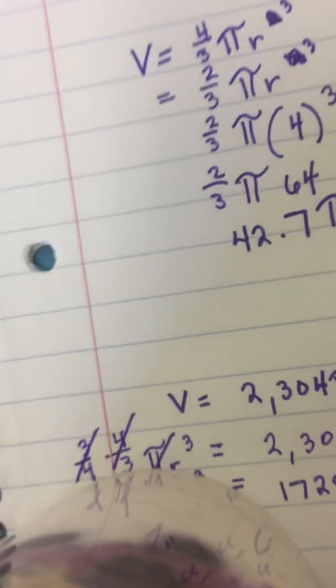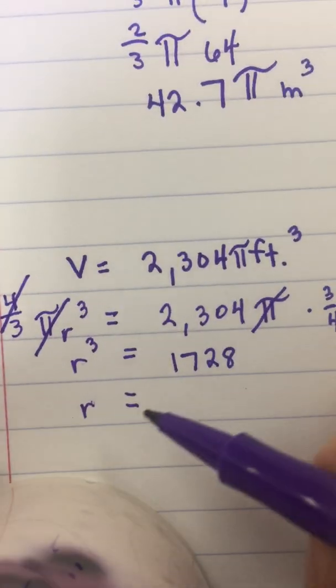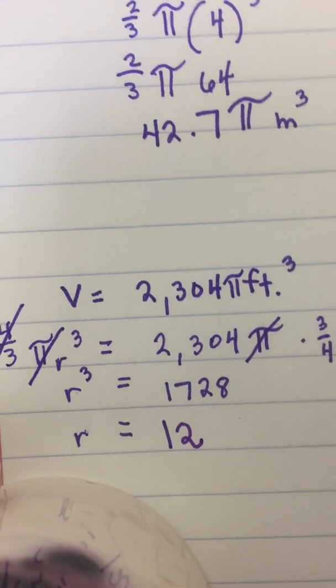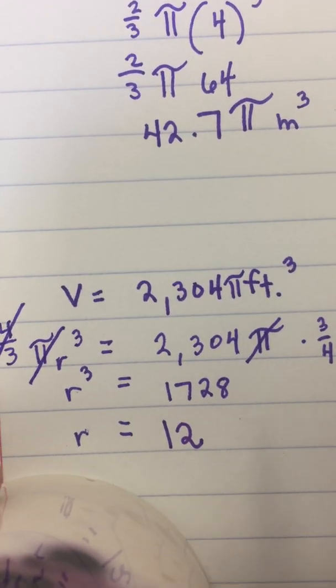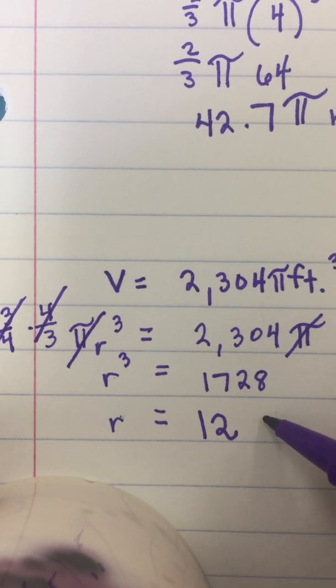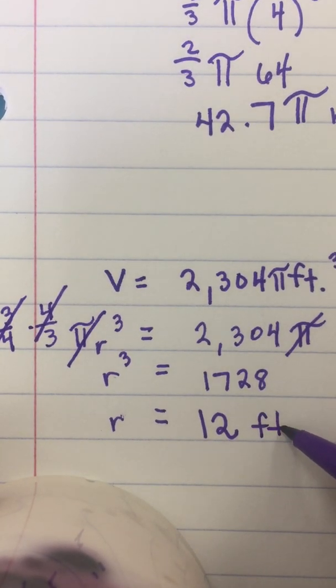All right, let me set all this back up. The radius is 12. And that's all that they asked us to do in that problem, was find the radius. And we were dealing with feet, so this is 12 feet for that radius.